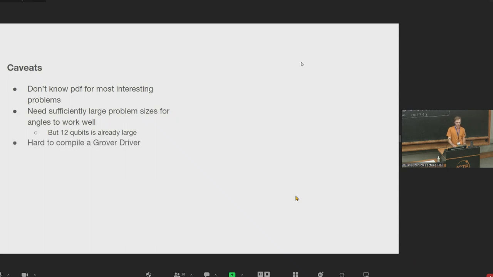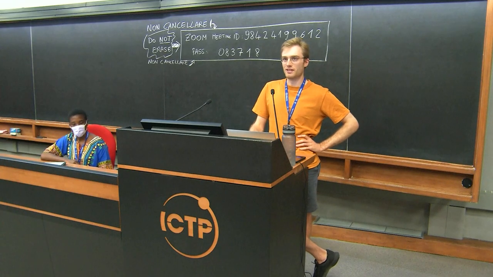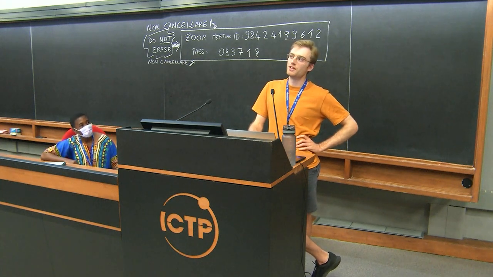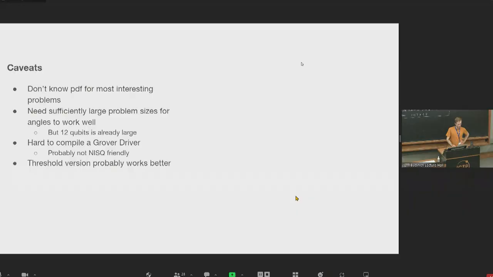It's hard to compile a Grover driver, but this isn't totally fatal, but probably not a very NISQ-friendly thing to be doing. The main problem, I think, with this work is that if you went through the effort to compile a Grover driver on a device, you would probably sooner compile your objective function to a threshold function, which evaluates to one if you satisfy a conditional, zero otherwise. And then you're essentially running Grover's algorithm. And this would probably perform better than QAOA for these problems.